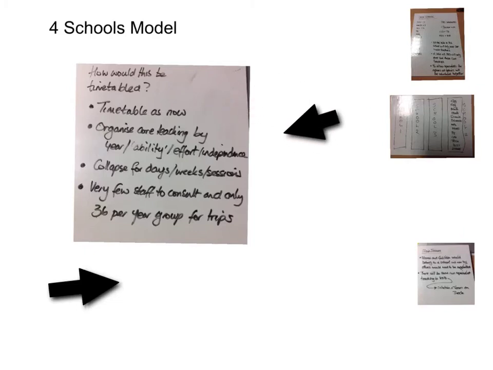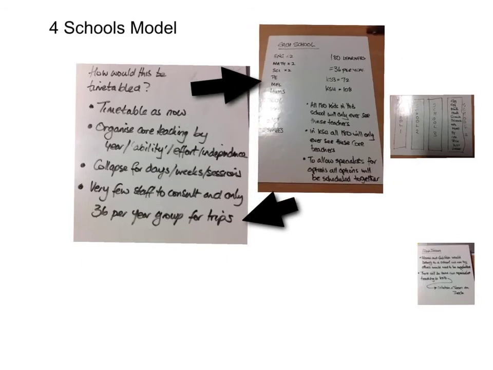Or you could timetable as now and collapse sessions for days and weeks or half days, and so long as you avoided that options area, then that would work perfectly. So you could have 2 days doing science for Key Stage 3. The advantage is that because there are very few staff to consult and only 36 learners per year group for trips, the timetable becomes incredibly flexible. So the decisions of when things are done are really decided by our 13 members of staff.